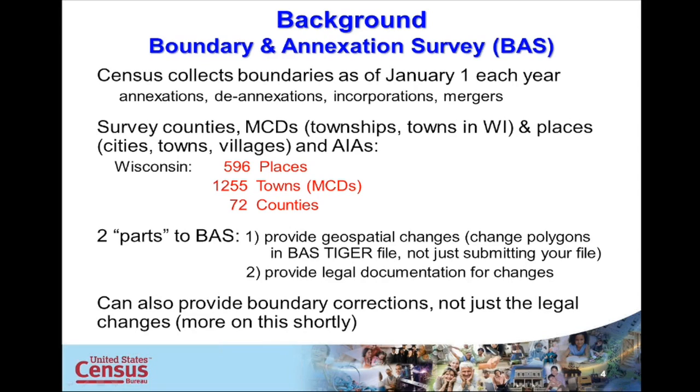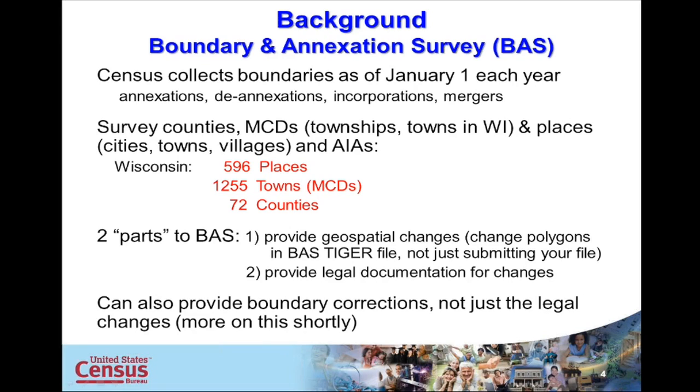So we're using the current boundaries to actually tabulate data. We survey the counties, the minor civil divisions, which are townships. Wisconsin is what we consider a strong MCD state. You call them towns. And we also survey all the places, which are the cities and villages in Wisconsin, along with the American Indian areas. According to the most current census of governments, Wisconsin has 596 places, 1,255 towns, along with 72 counties. That's a lot of places for us to try to survey. And that's just for the state of Wisconsin. Nationally, we're looking at approximately 39,000 governments.